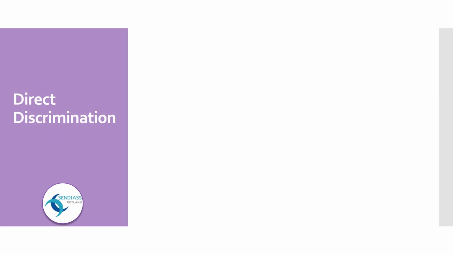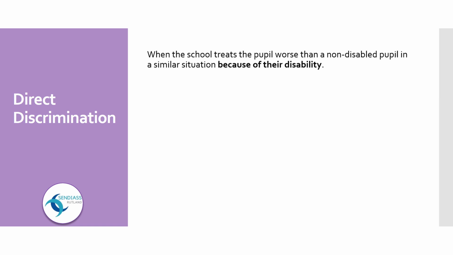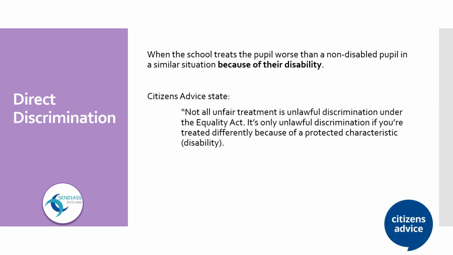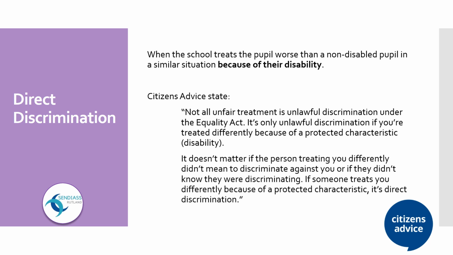Direct discrimination. When the school treats the pupil worse than a non-disabled pupil in a similar situation because of their disability. Citizens' Advice state: not all unfair treatment is unlawful discrimination under the Equality Act. It's only unlawful discrimination if you're treated differently because of a protected characteristic, disability. It doesn't matter if the person treating you differently didn't mean to discriminate against you, or if they didn't know they were discriminating. If someone treats you differently because of a protected characteristic, it's direct discrimination.